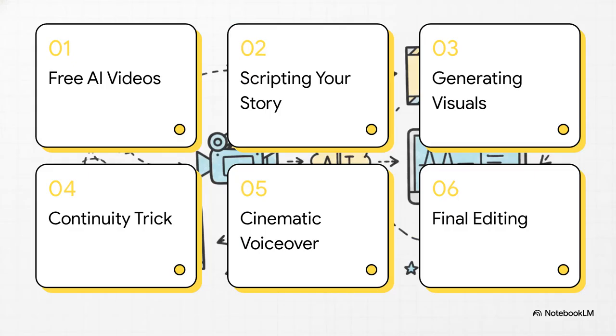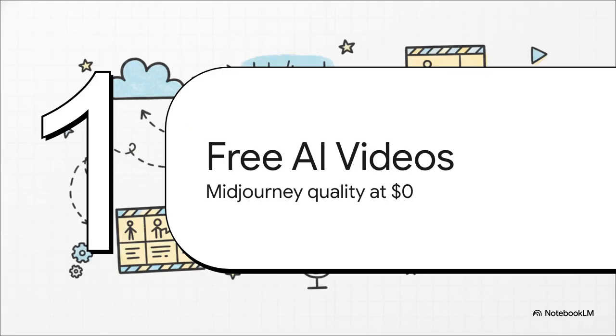Okay, let's dive straight into this recipe. We've got 6 steps here. 1. Unlimited free AI videos. 2. Scripting your AI story. 3. Generating the visuals. 4. The secret continuity trick. 5. Adding a cinematic voiceover. And 6. Final editing and assembly.